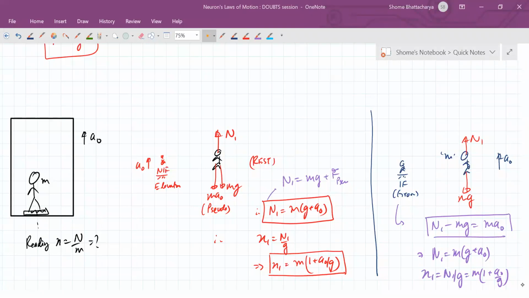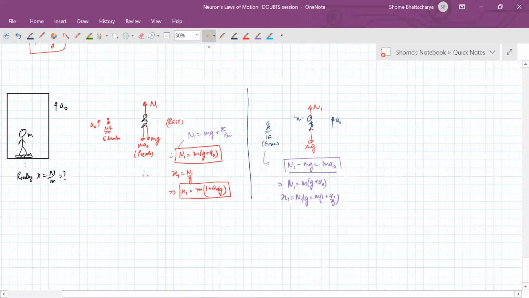Now, the second time, back to the 15th question, when the lift is going at constant velocity, it's an inertial frame. When the lift is going up at constant velocity, its acceleration is zero, so it is an inertial frame only. So the reading of the spring balance, or the normal reaction, will be equal to the true weight. At that point of time, it will be showing the correct mass, x will be equal to m.